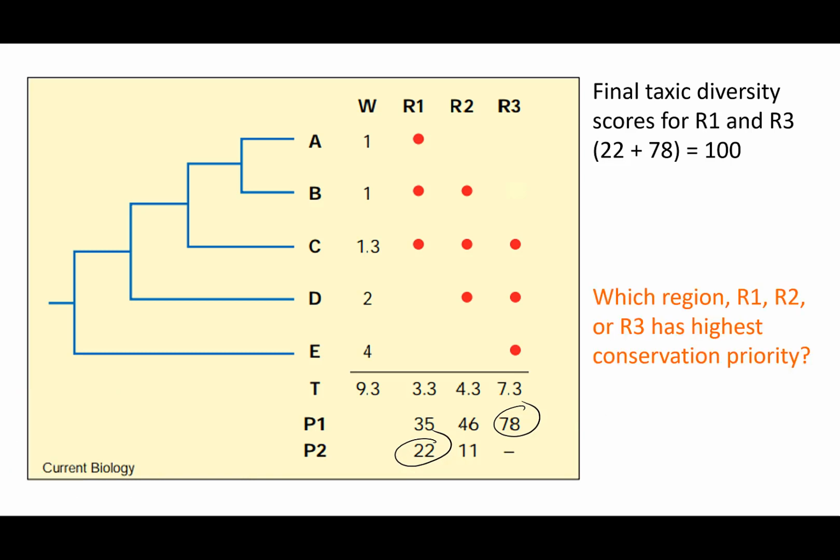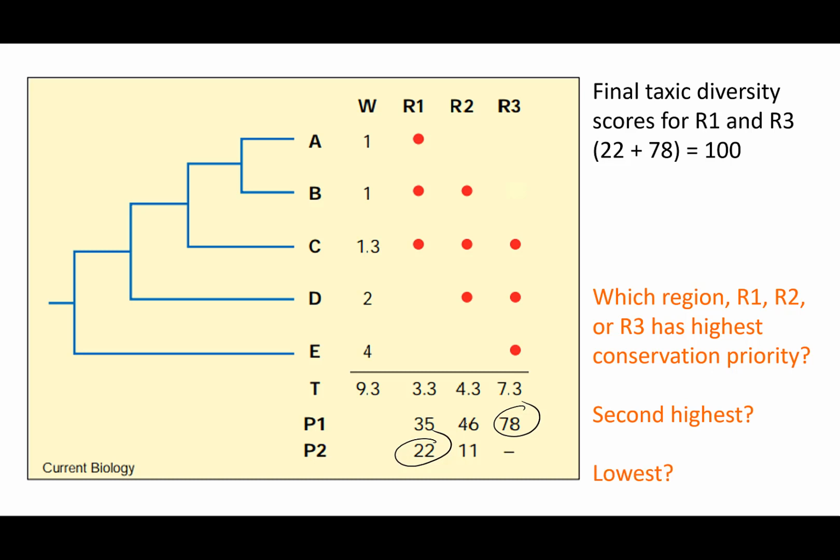And here's a final question for you. Make sure that you can answer this. Which region, 1, 2, or 3, has the highest conservation priority? Make sure that you can work through this problem. Which has the second highest, and which has the lowest?